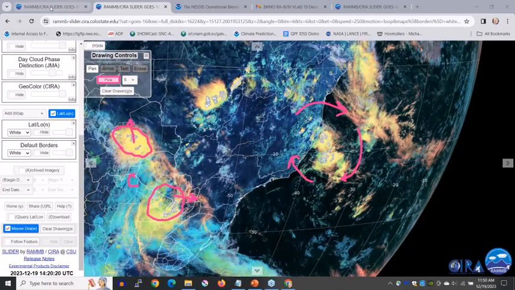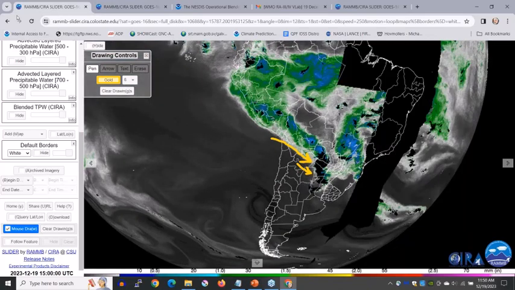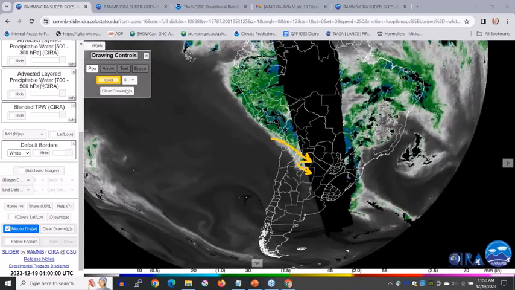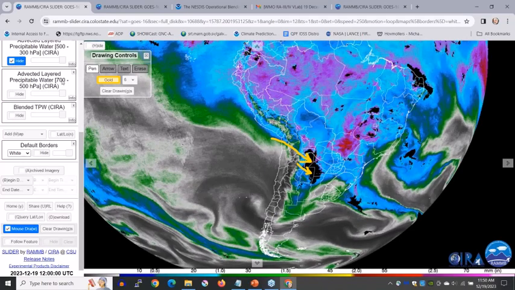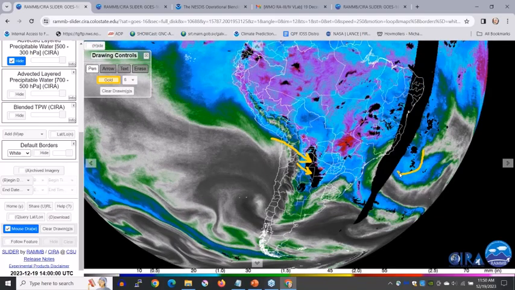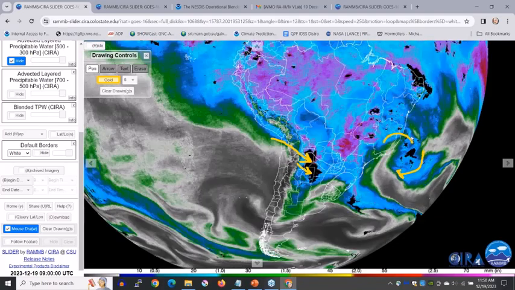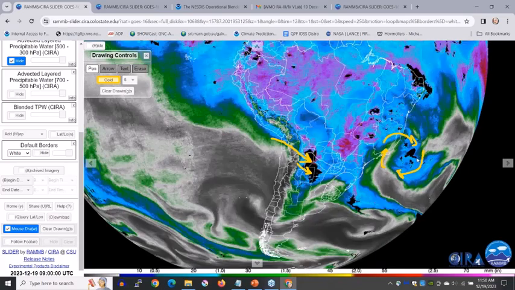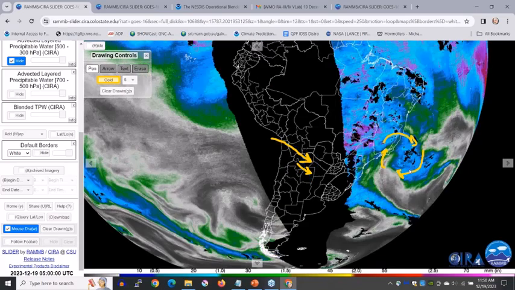Yeah, very good. And to wrap this up, we can look at the mid levels, 700 to 500, and indeed you can see the cyclonic rotation on the ALPW product very well defined, which means that this is a deep layer trough that originated from an upper trough, ¿no?